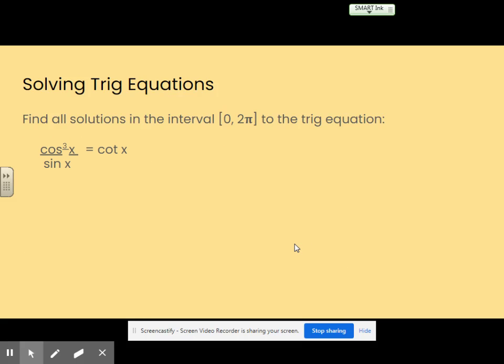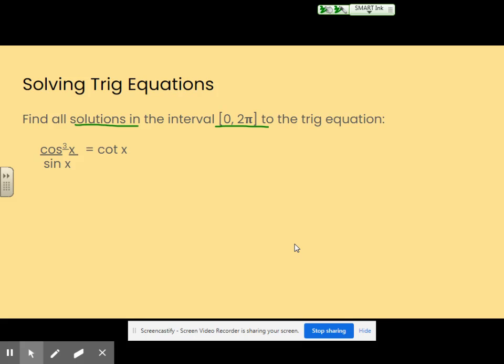Okay, this one's a little bit different. I don't have any factoring, but I still have some stuff that I can do, which is pretty similar to the simplifying that we were doing earlier. Here I have cosine cubed x over sine x equals cotangent of x. We're still looking for solutions, meaning that we're solving. I'm going to have something equal something else as my answer. And in this case, I know that I'm looking for radian measures in the interval 0 to 2 pi that make this statement true.